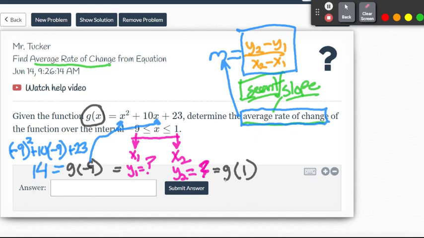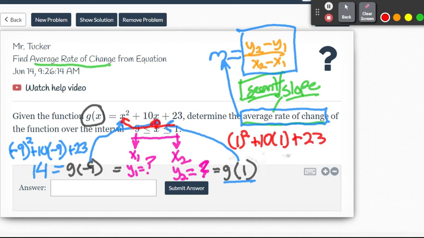Now we do the same exact thing with 1 and plug the 1 in wherever there's x's. So these same two locations: it should be going right here and then again right there. So we do 1 squared. The parentheses don't really matter. So this is positive 1 plus 10 times 1 plus 23. You can throw that in your calculator if you like, but this one's a little bit easier to just do. It's 1 plus 10 plus 23, which should get you 34.